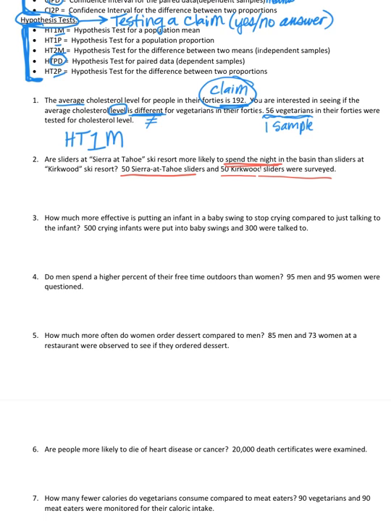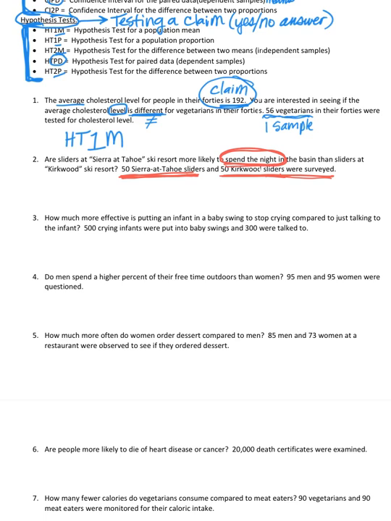I see we have two separate sets of subjects. We have 50 subjects that were asked something at Sierra at Tahoe, and then 50 subjects at Kirkwood. I guess these are skiers or something. I don't know. So I have two different sets of subjects, so I can tell right now I have two samples. Are they more likely to spend the night in the basin? What would be the result I would get when I inquire this from the 50 people at Sierra at Tahoe?